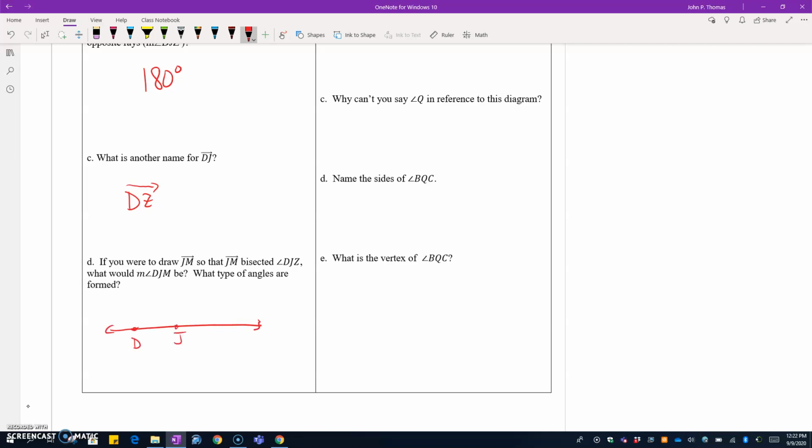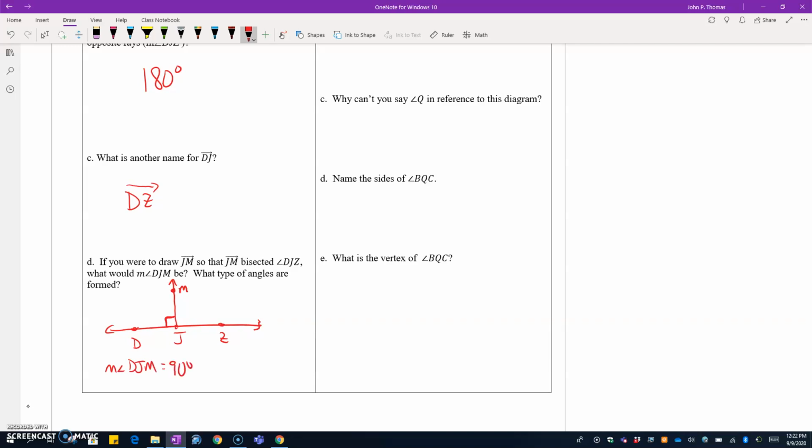In D it says, start with that same straight angle, D, J, Z. All right, and then have JM bisect the angle. So that means cut it perfectly in half. So we're going to draw JM in here so it cuts it in half. And it says, what would the measure of DJM be? So if I look at DJM, that's halfway, so that's going to be a 90 degree angle. So measure of angle DJM equals 90 degrees.